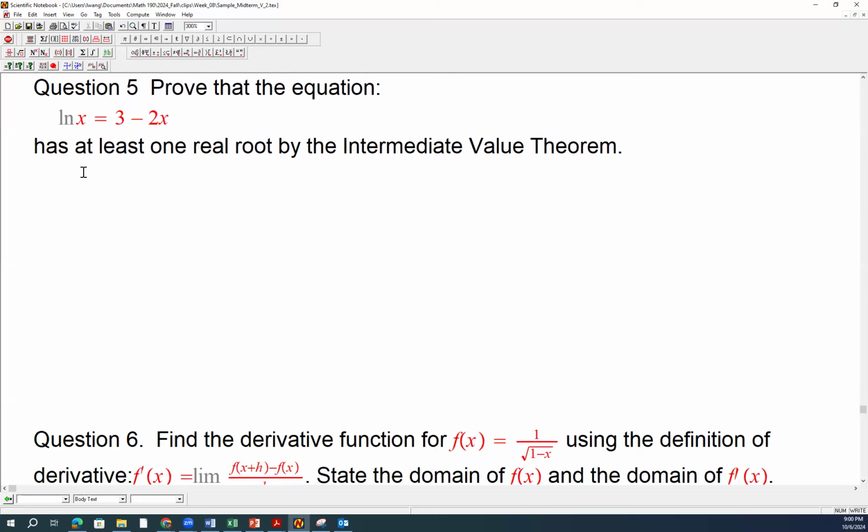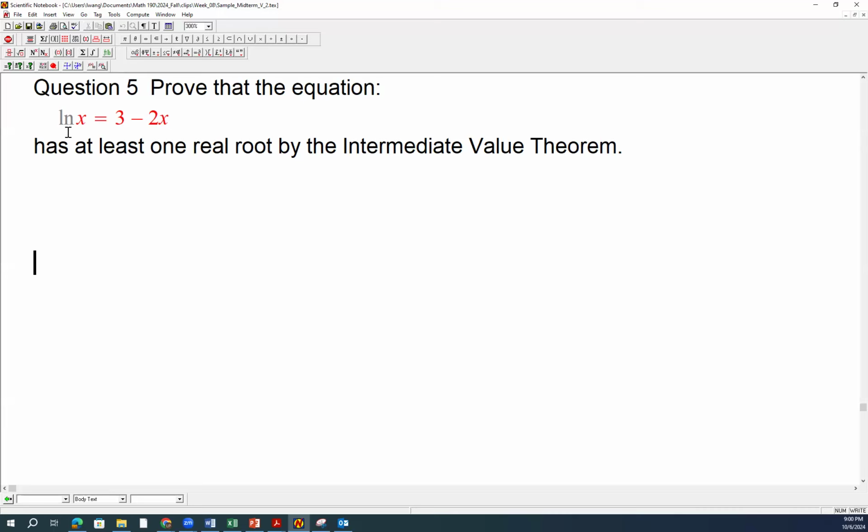Okay. Once again, in this question, we need to identify the interval and the function. Which one do we identify first? Of course, it's the function first. But this function has a special feature because of the domain of this equation. So I'm going to do some thinking out loud.